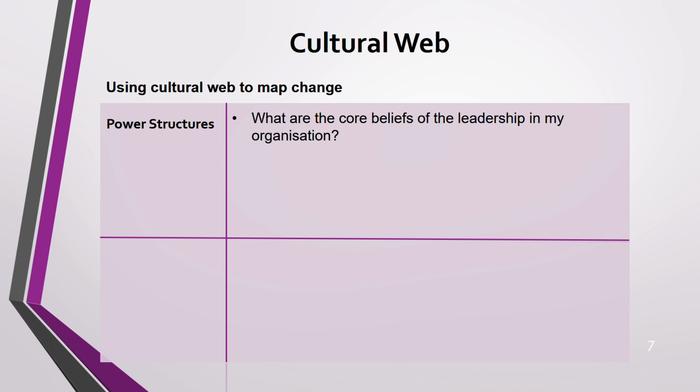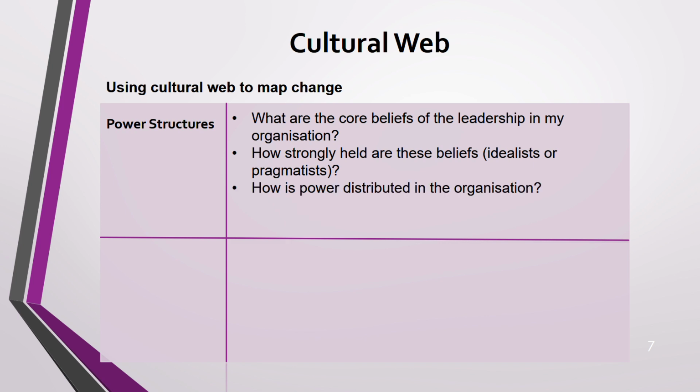What are the core beliefs of the leadership in my organization? See, power structure means you can imagine a leader sitting on the top. He has all the power, and then he delegates it to the subordinates. So, what are the core beliefs of that leadership? Who is there? Because whatever beliefs that leadership has is going to follow down, right? How strongly held are these beliefs? Idealist or pragmatist? Is it very strong? How do you know?